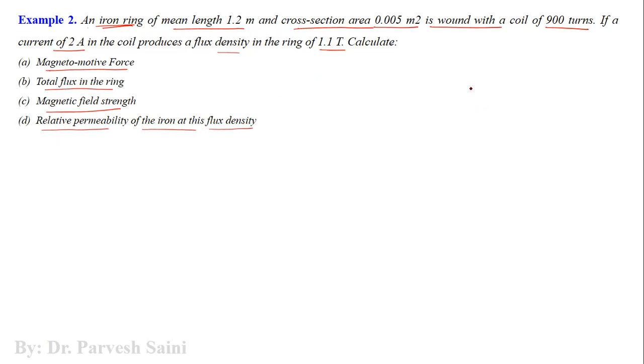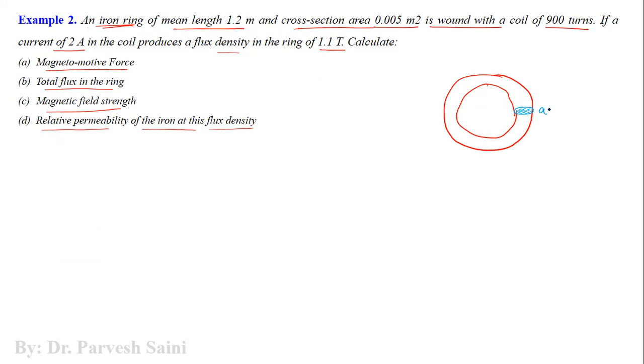So that means this is a ring. This is a ring which does not have any air gap, right? So the area of cross section of this particular ring is given.